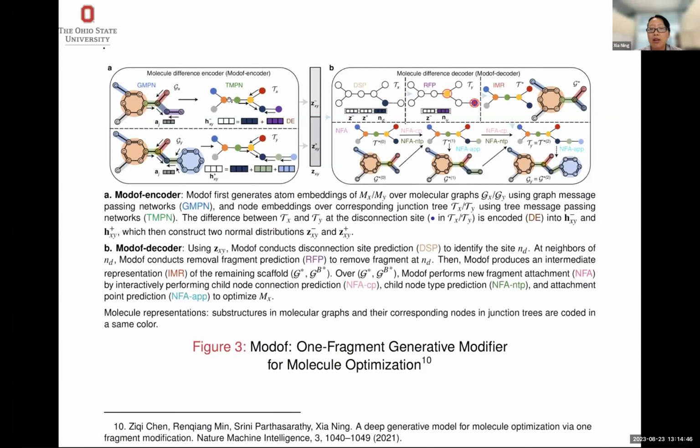There is also another representation of small molecules called a junction tree, which can get rid of all the rings. And we also represent the structures of all the atoms, or all the nodes, in the junction tree.